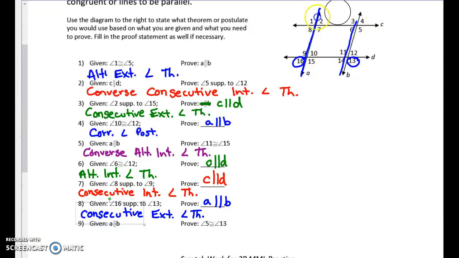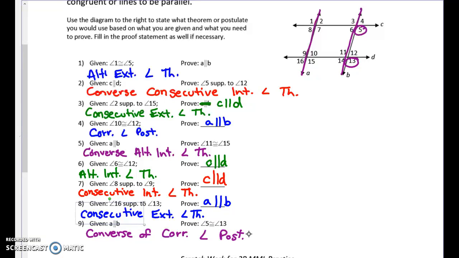And finally, if I've got line A parallel to B, I'm able to prove that angle 5 is congruent to angle 13. Well, those are corresponding angles, so I'm able to prove that by the converse of the corresponding angles postulate.